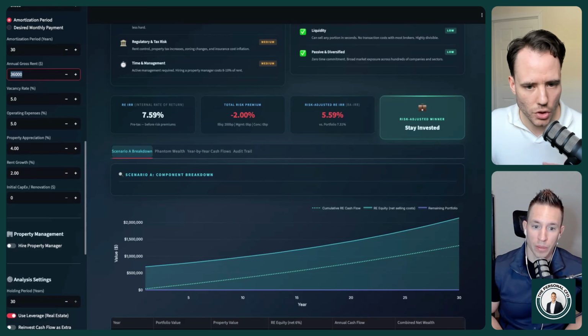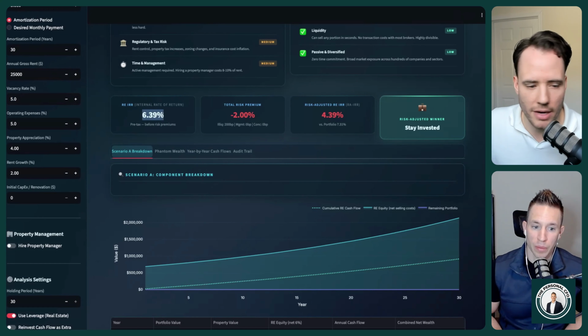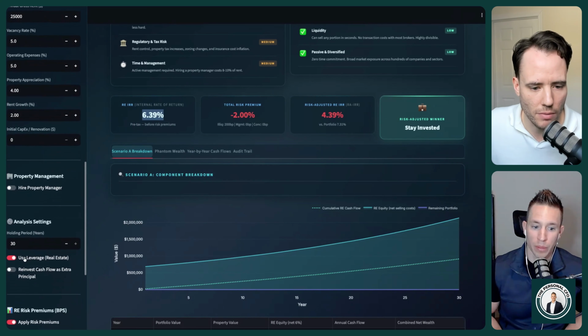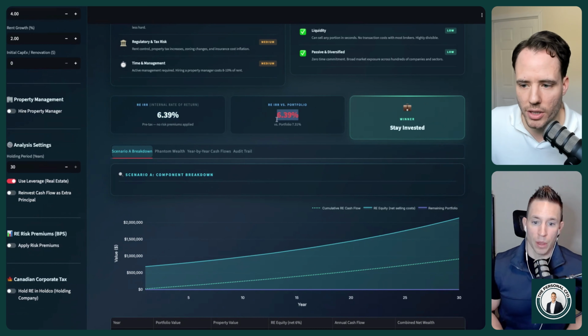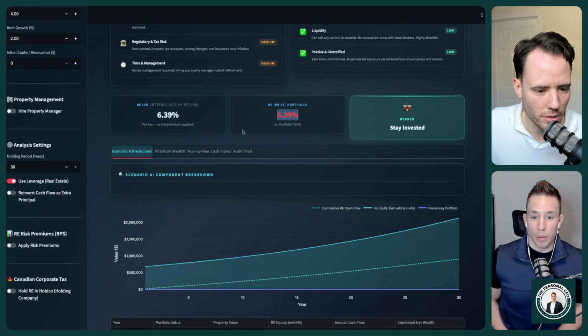So if your real after-tax annual gross rent is, let's say, $25,000, which is low, then we're looking at it being much worse to invest in real estate when we factor in taxes. Even when we take away the risk premiums, you're still looking at a total of 1% lower.